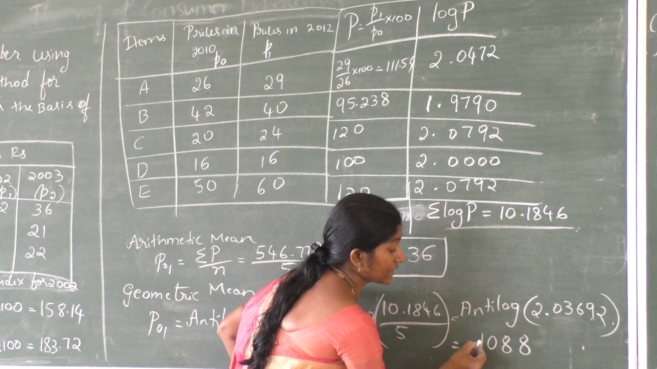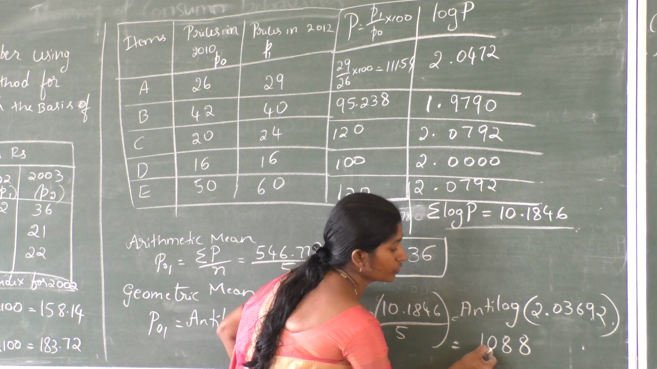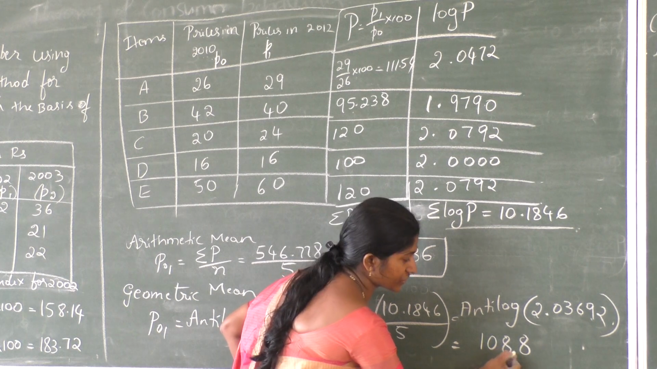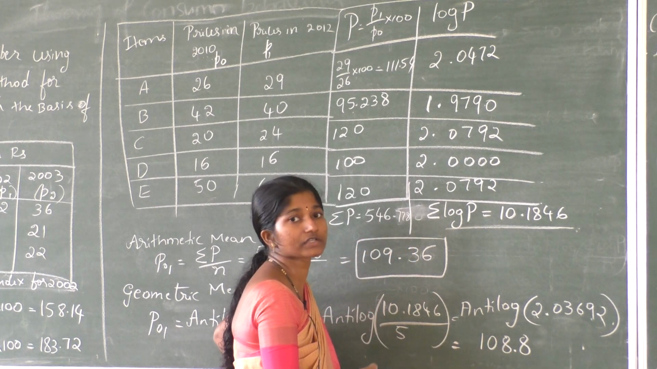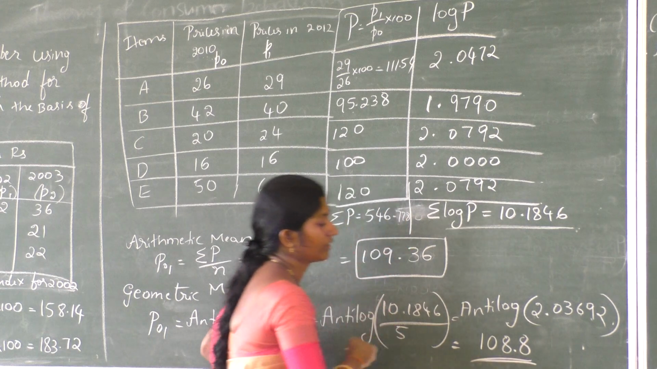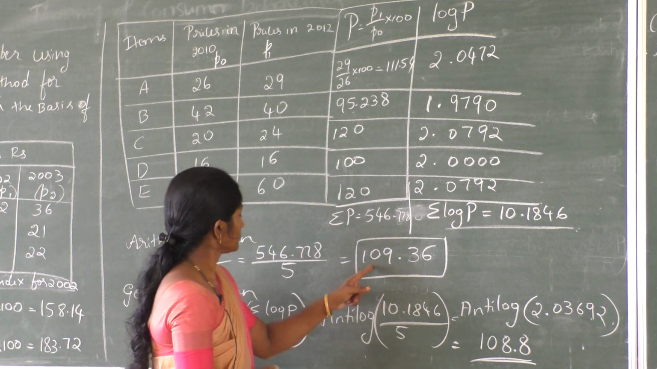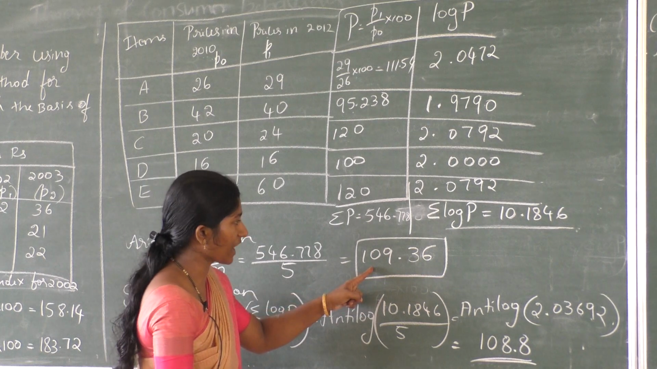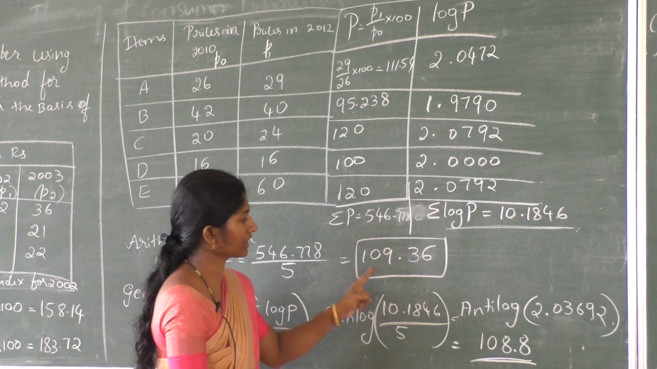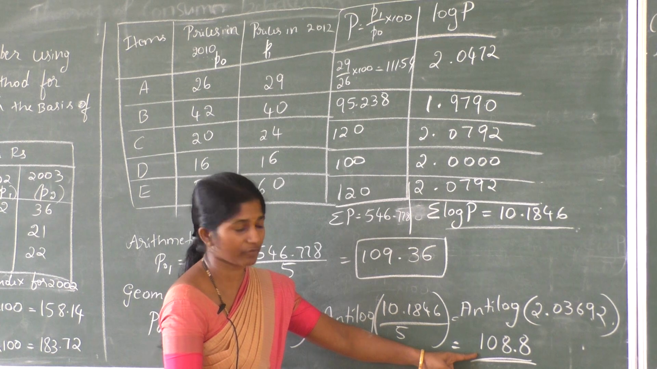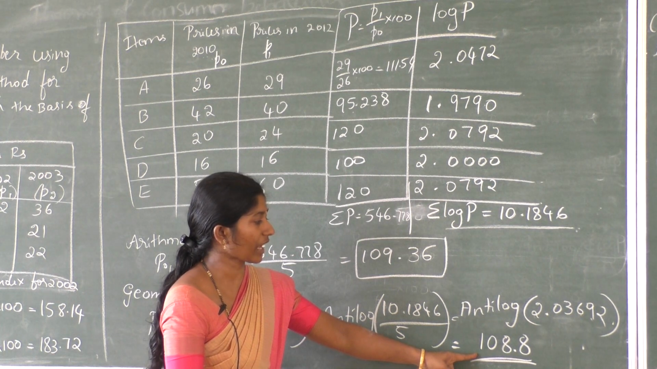Therefore you have to see digits 1, 2, 3. After 3 digits put a point. Your answer is 108.98. This is the answer of a geometric mean. This is the arithmetic mean value 109.36 and this one is the geometric mean value, answer 108.98.